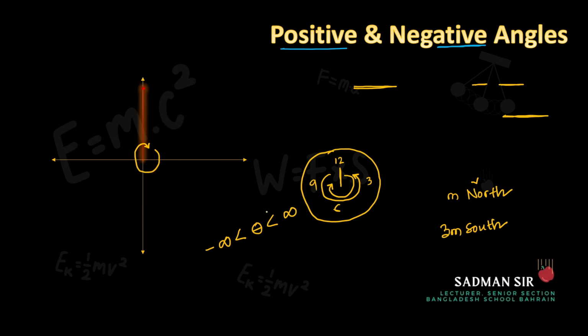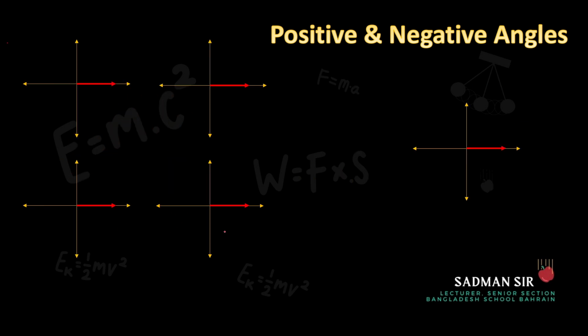So whether the angle will be positive or negative, that depends on which direction it is rotating. If it is rotating in anti-clockwise direction, it will be positive, and in positive direction the value can be up to infinity. The same angle if we get now by rotating in clockwise direction, then the value of the angle will be negative now, and that can also go up to infinity. So this is infinity in the negative direction, and this is infinity in the positive direction. Let us now try to measure some positive and negative angles, and let's see whether we can identify them.